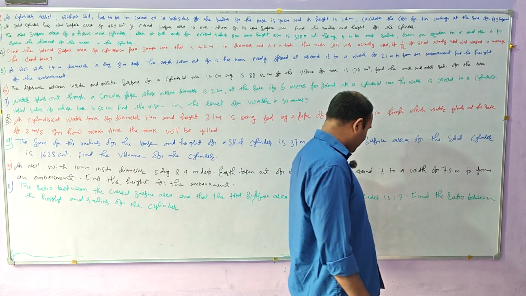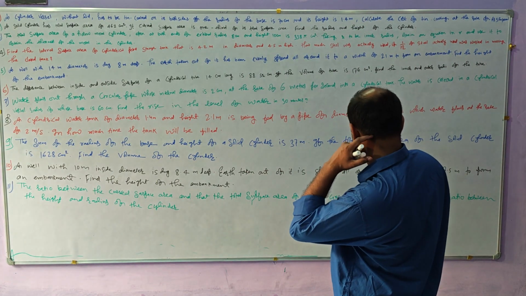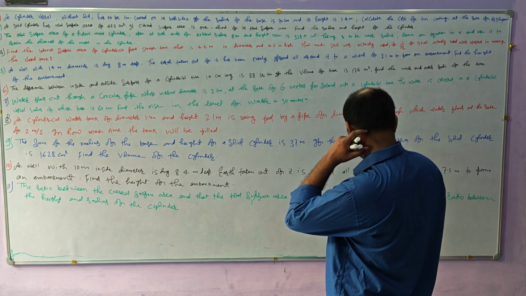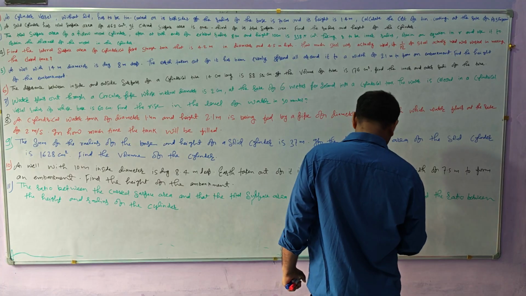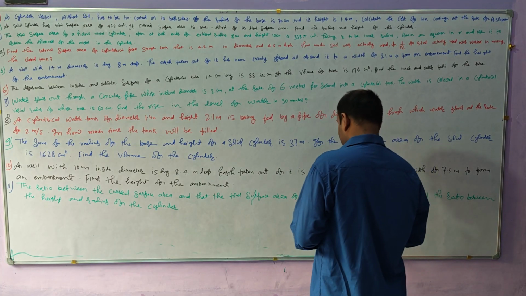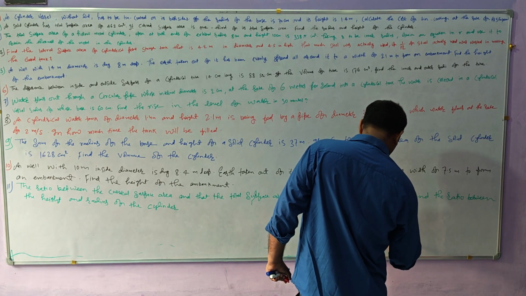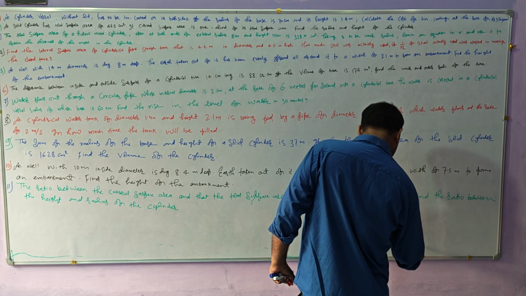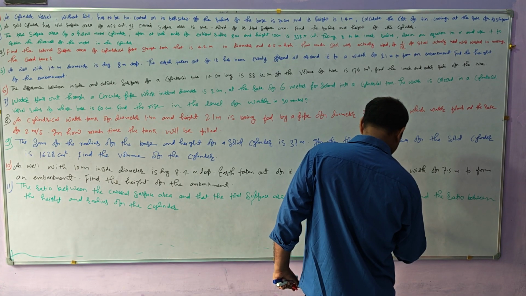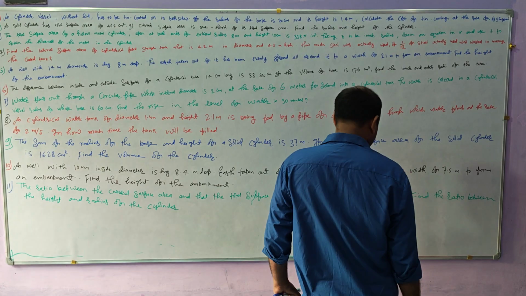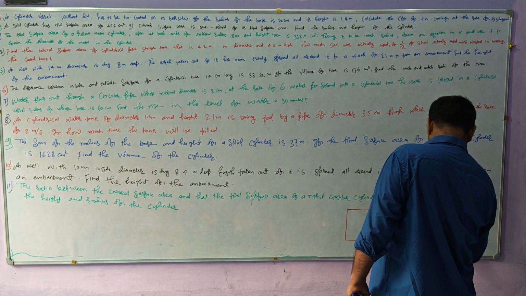So firstly we discuss the cylinder and its surface area and volume. Let me draw a rectangle of length, suppose, 20 centimeter, and width 30 centimeter.